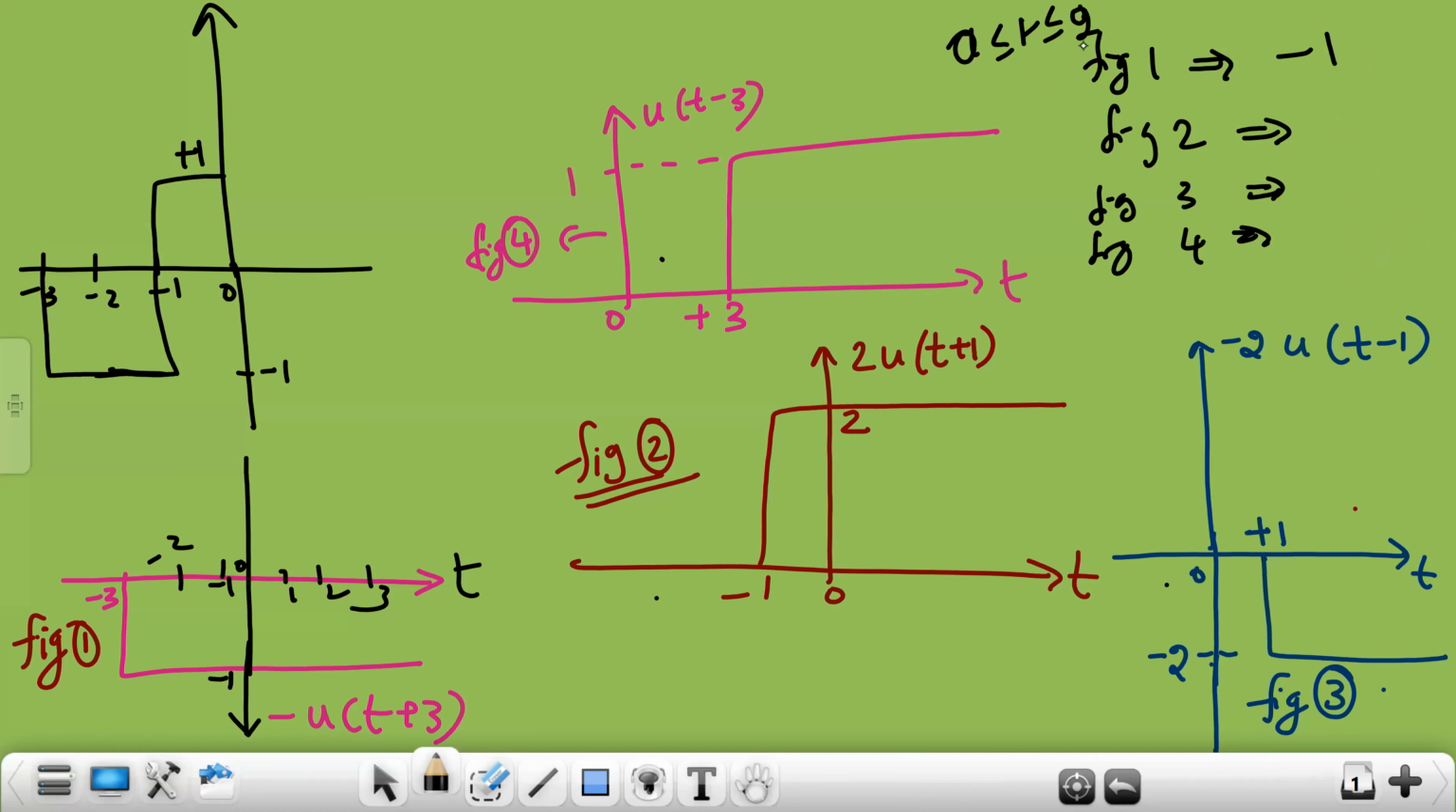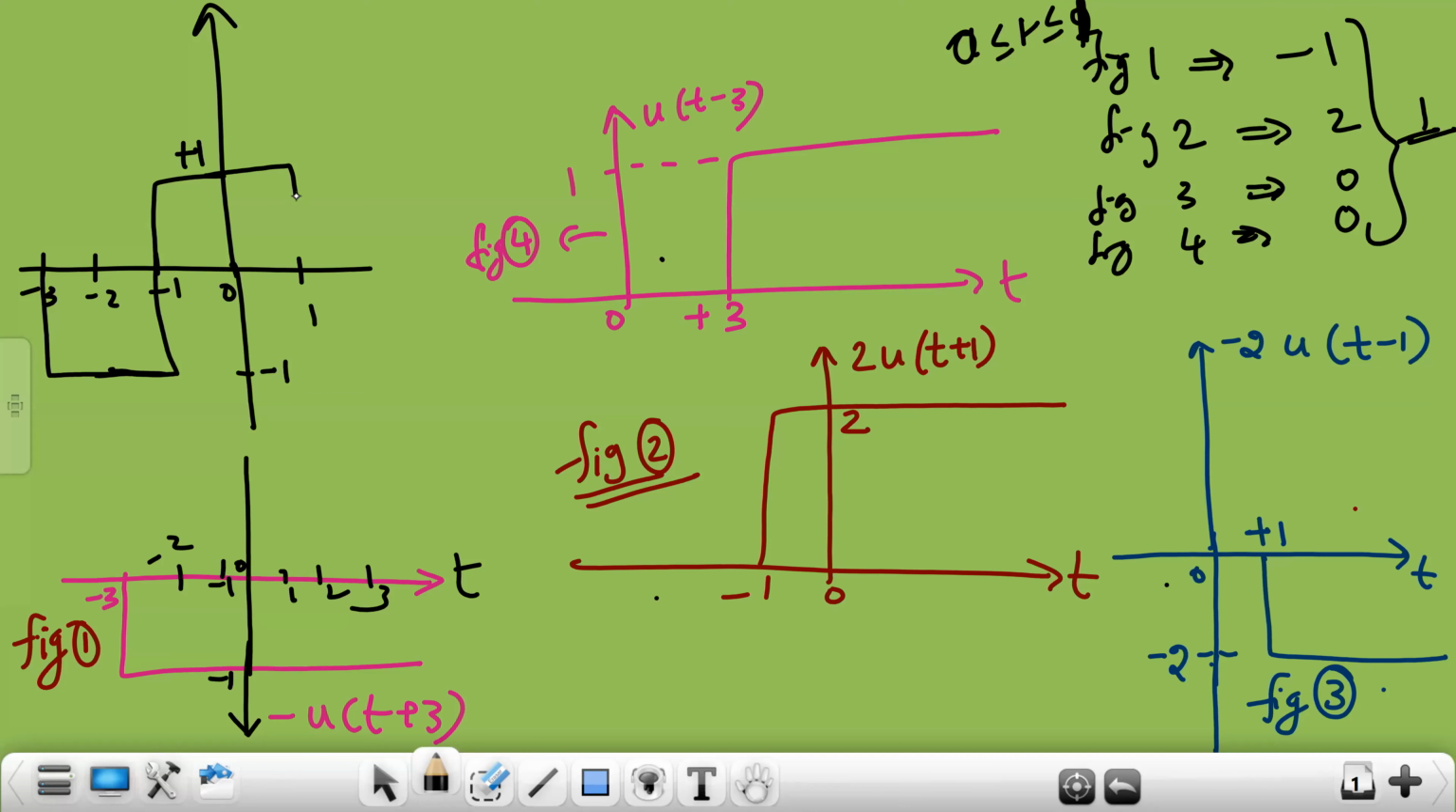So from 0 to 1, from figure 1, you will have -1. From figure 2, you will have 2. From figure 3, there is no signal. From figure 4 also, there is no signal. So if you add again, you will get the sum as 1. So from 0 to 1, the signal will continue towards +1.